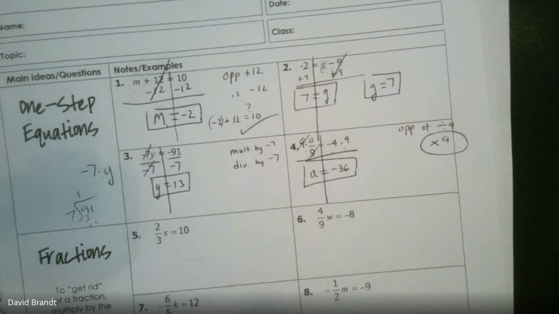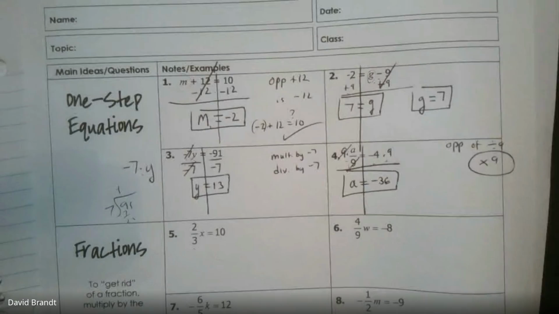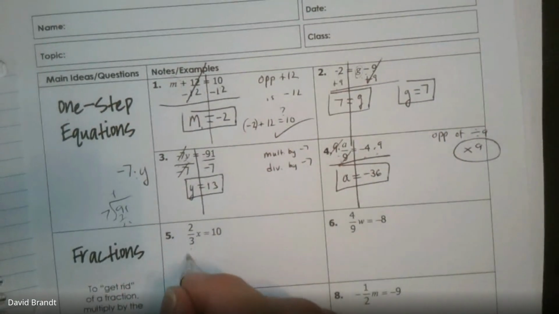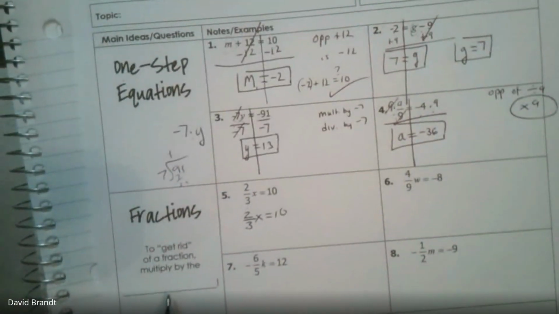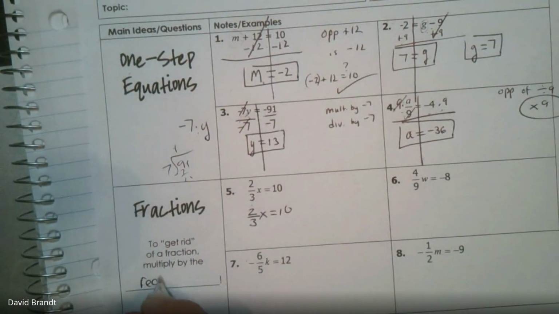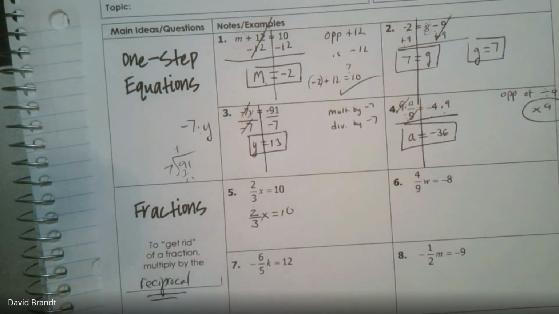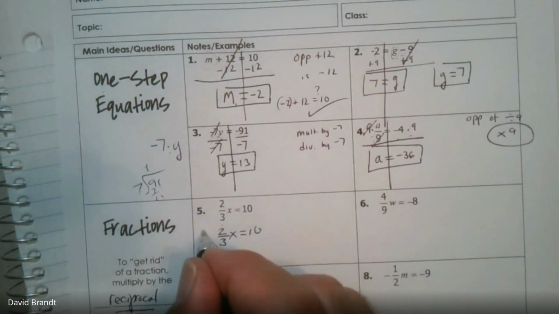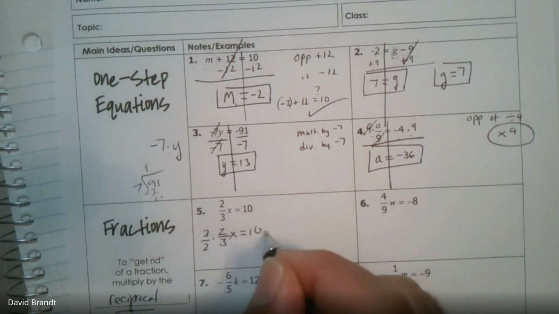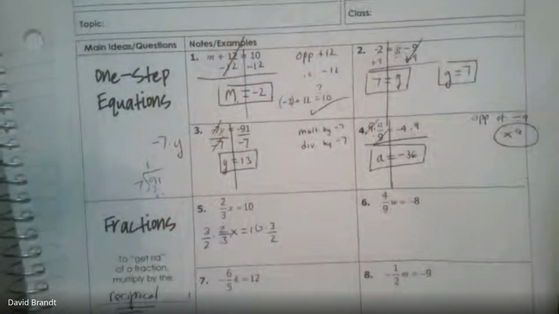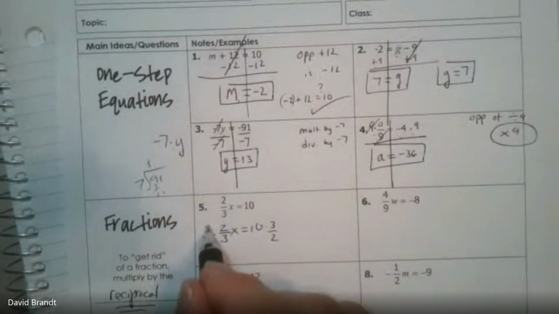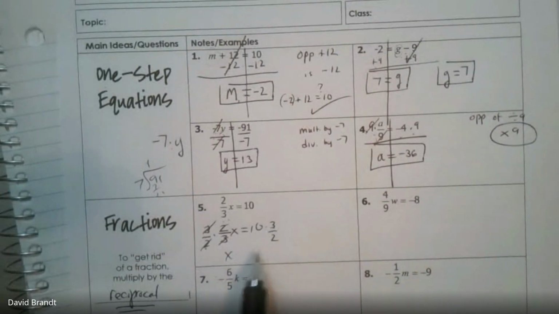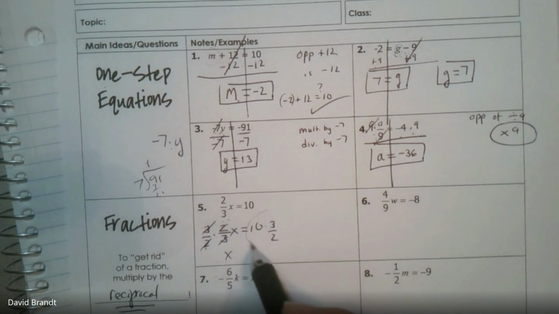What do you do if there's a fraction in front? If there's a fraction in front, when you have a fraction in front, you multiply both sides by the reciprocal. You multiply by the reciprocal. What does that mean? You're going to take 2/3 and you're going to flip it over to 3/2. You're going to multiply by 3/2. 3/2 makes 2/3 disappear. Okay? Bring down your x.